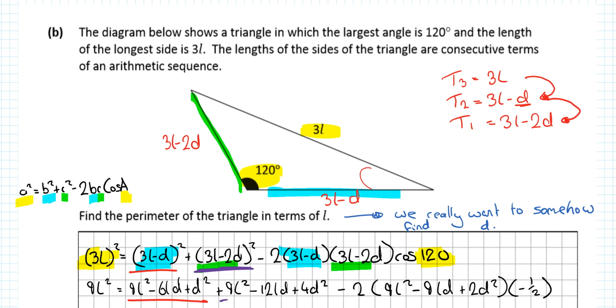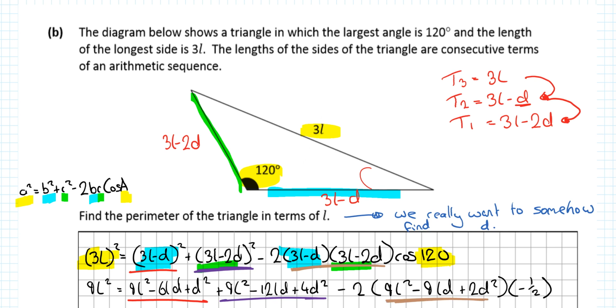Second bracket, give you this. 3L by 3L is 9L squared. 3L by minus 2D is minus 6LD, and then minus 2D by 3L is minus 6LD to give you the minus 12 in the middle. And minus by minus is plus. 2 by 2 is 4. D by D is D squared. I take my time in multiplying these out.